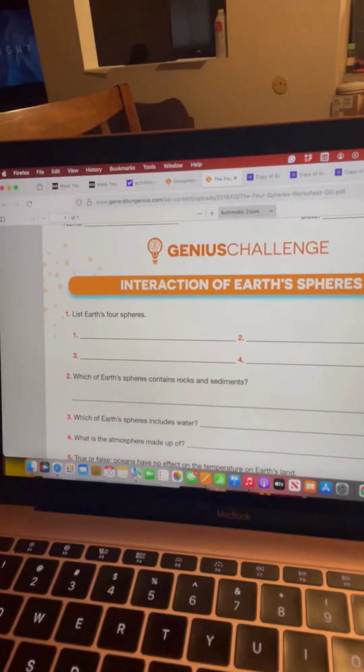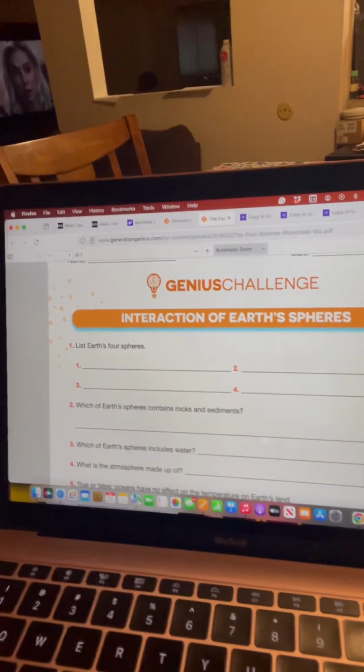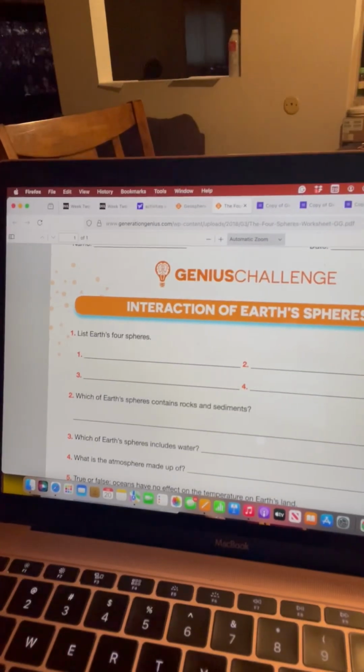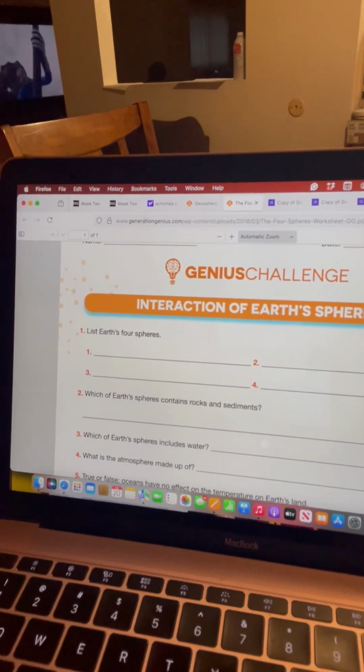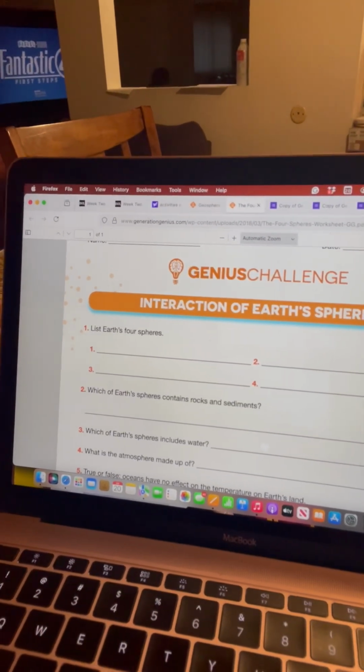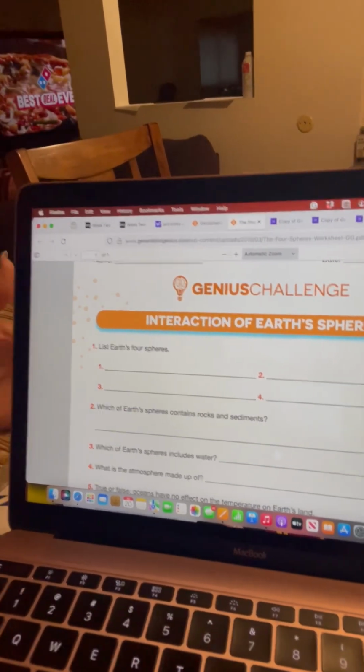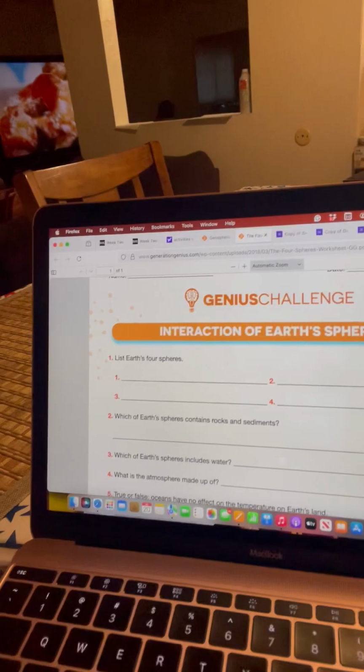So we have the first question: list Earth's four spheres. So we talked about it, what are the Earth's four spheres? Who can tell me about this? Yes, we have the geosphere, hydrosphere, biosphere, and atmosphere. Good job. And then we have more questions in here that as soon as we get the information, we're going to be writing them in there, so you can start getting the information and you can be ready for your tests at the end of this lesson.